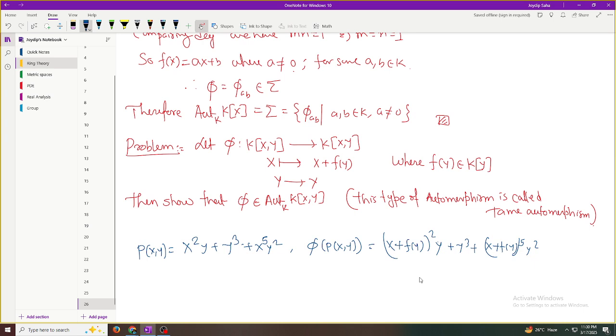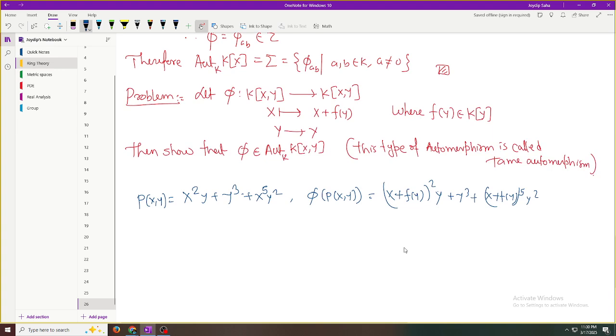So this is just an example. I want to show you that this is an automorphism. Okay, construct this. This is not part of the proof. Start from here.